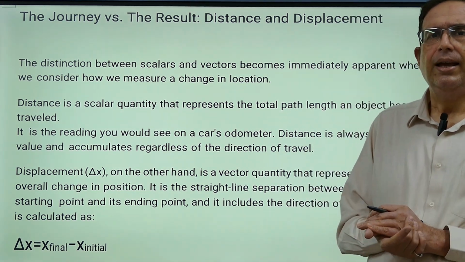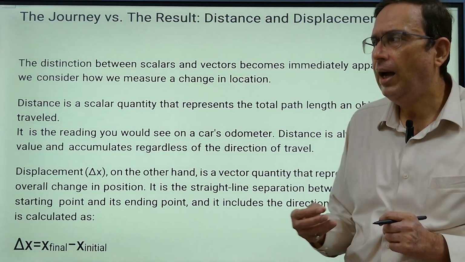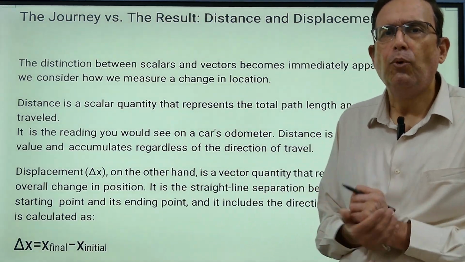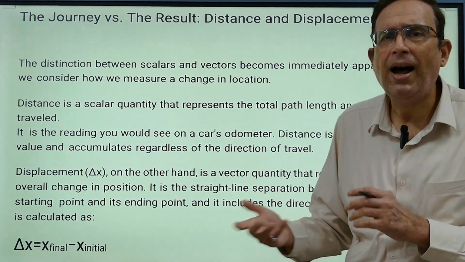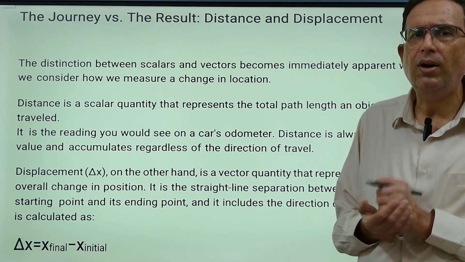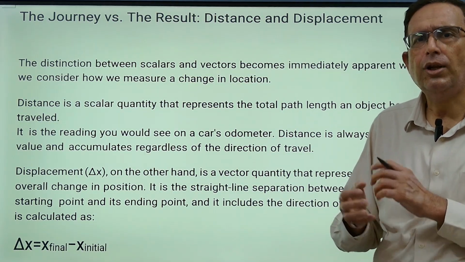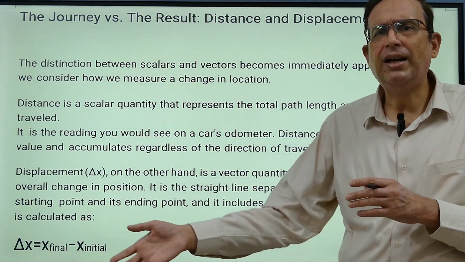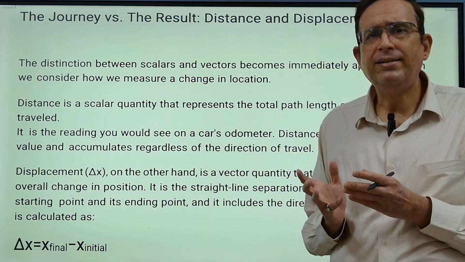So distance is basically how much progress in the position that you have made, the total path length that you have covered, that is called the distance. So the total path length any object covers would be called a distance.